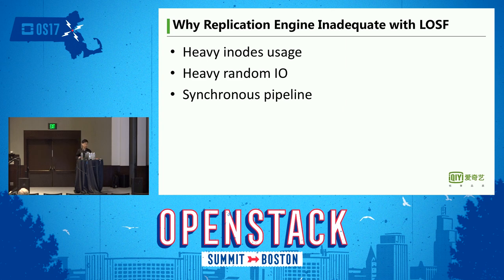Second, you need some heavy random I/O calls. For example, you first need to check if the object exists or not, then create a temporary file, flush the object, create the multiple directories, and rename. If you use some trace tool, such as strace, to trace the replication engine, you could find that multiple I/O related system calls will be issued during every write request. And finally, the whole pipeline executes synchronously.